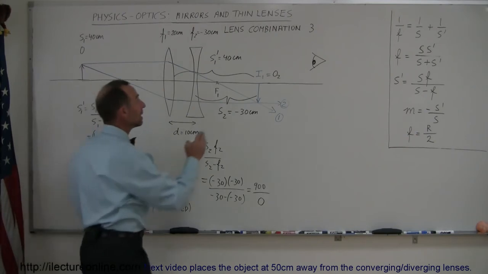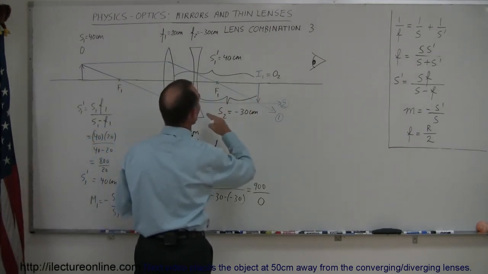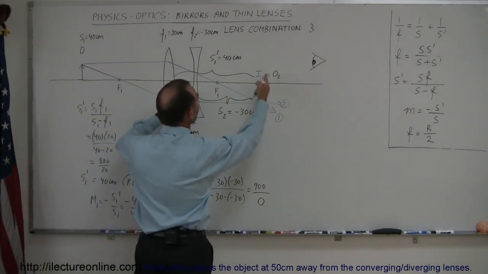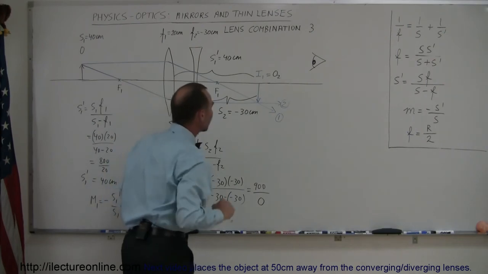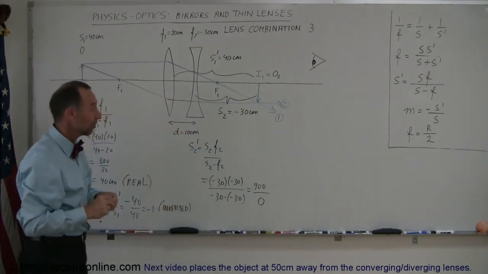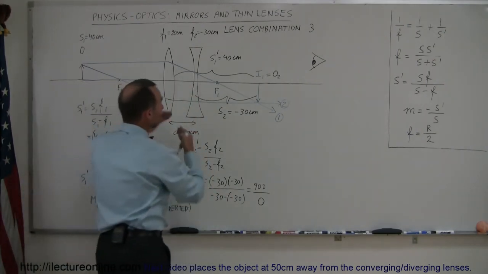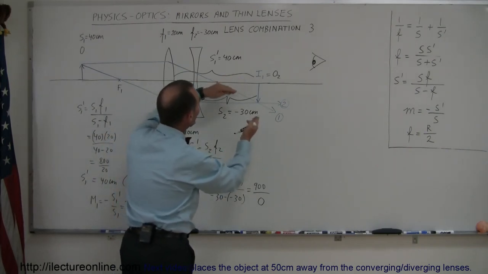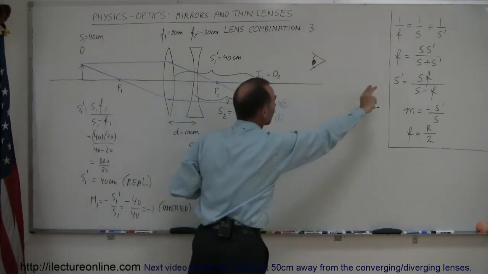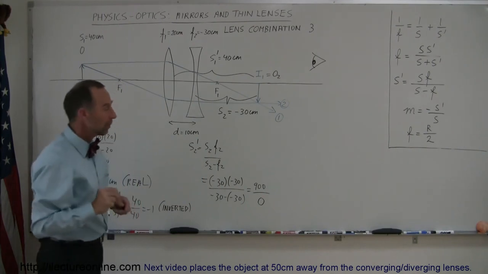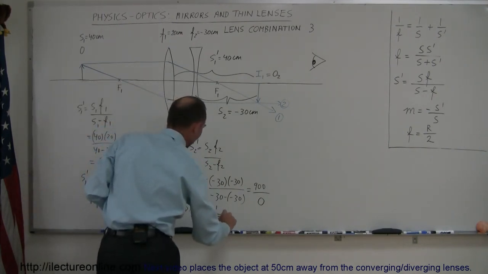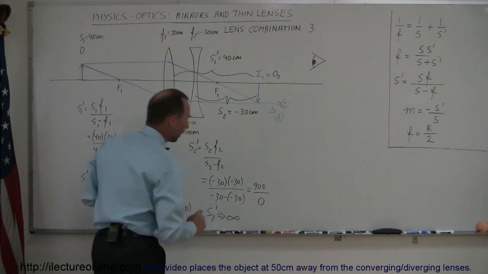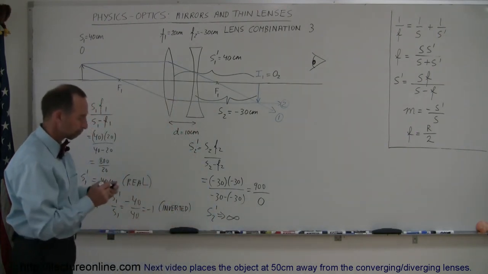Oh, that makes a lot of sense, because it turns out that the first image, which now became the second object, is exactly located at the focal point of the second lens, and it's a diverging lens, which means that, yes, indeed, the rays will be diverged in such a way that they will never come together, just continue on forever, and never form an image anywhere. So that means that the second image is at infinity, and we're not going to find it that way.